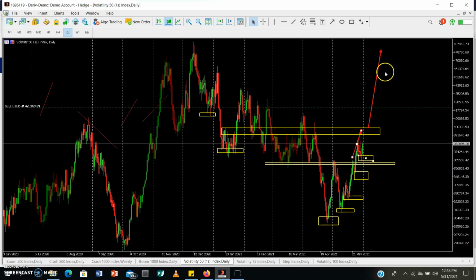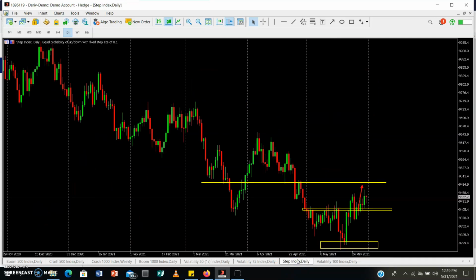I still think there's room and more potential for it to shoot up, but this is just what happened in the previous week. We can also take a look at step index, which was our 3rd win and which is a win currently. So for step index, we predicted that we're going to be going up.